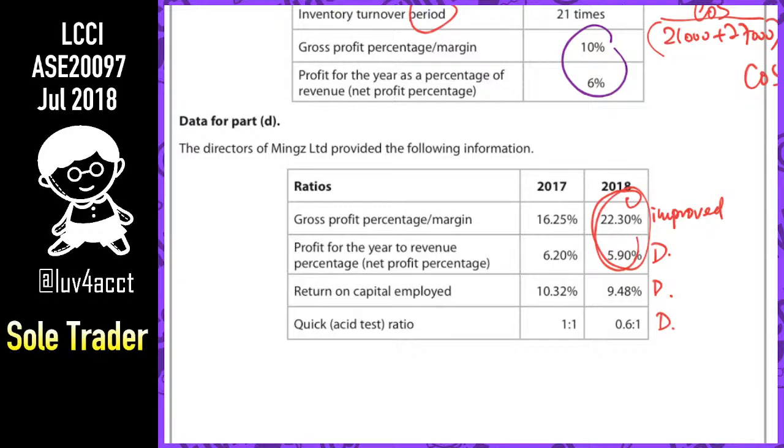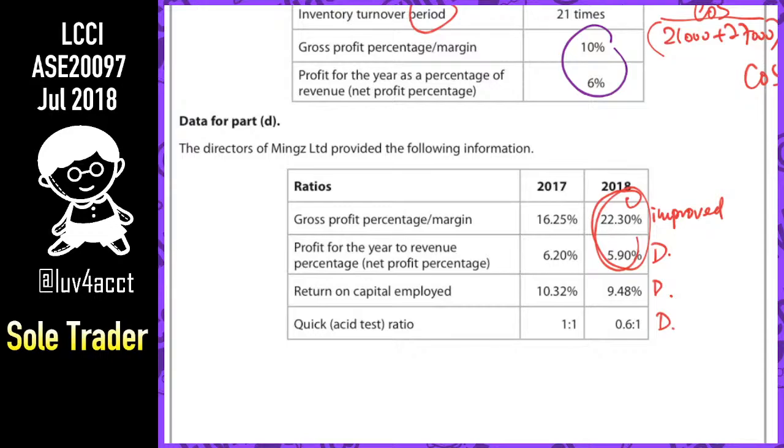The quick ratio went from 1 to 1, which is a very good quick ratio, to 0.6. That means you are not able to repay your liabilities without selling your inventory, which takes time. Worrying liquidity for this company. Overall speaking, I think the performance has deteriorated in year 2018.